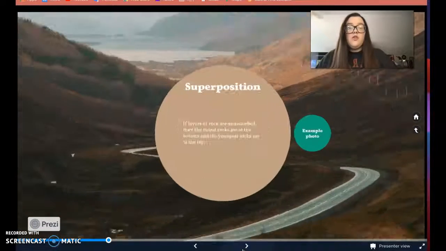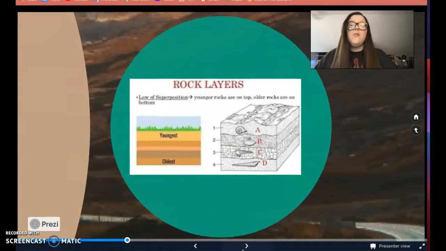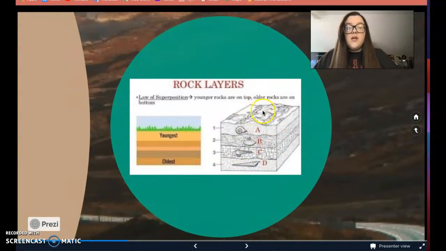So, first off, superposition. If layers of rock are undisturbed, then the oldest rocks are at the bottom and the youngest rocks are at the top, and it just looks something like this. Your oldest is going to be 4, and your youngest is going to be 1, just like that. Simple.